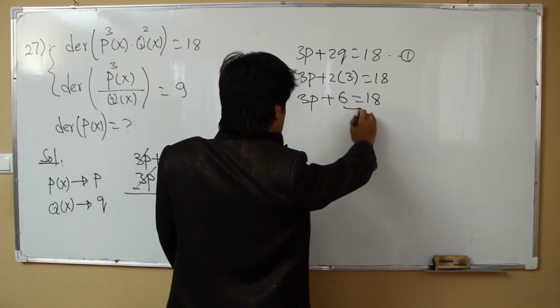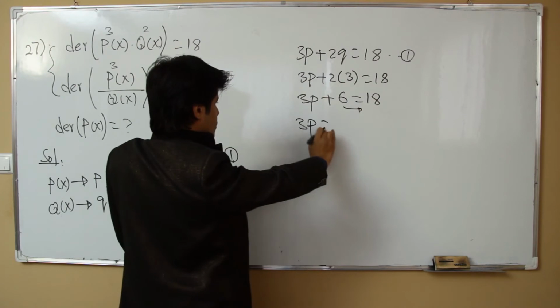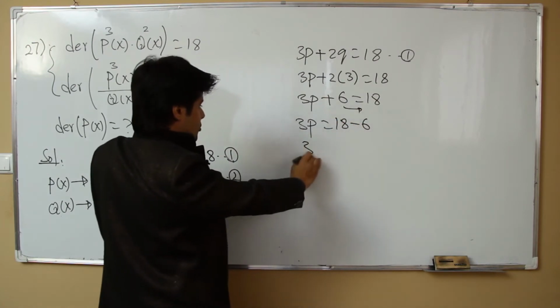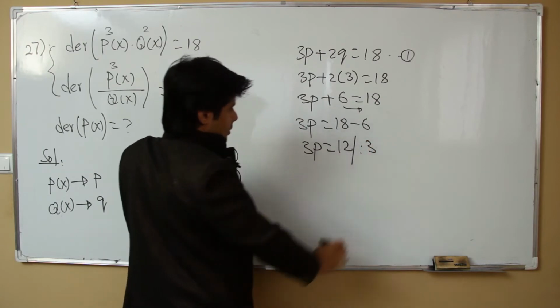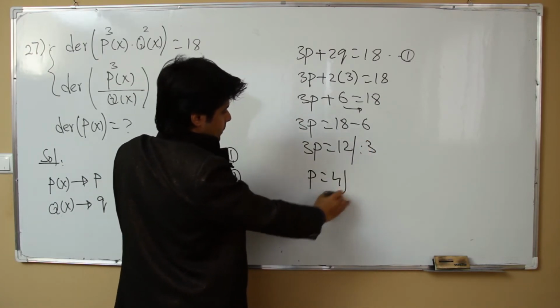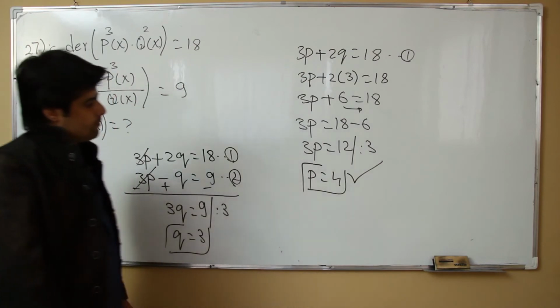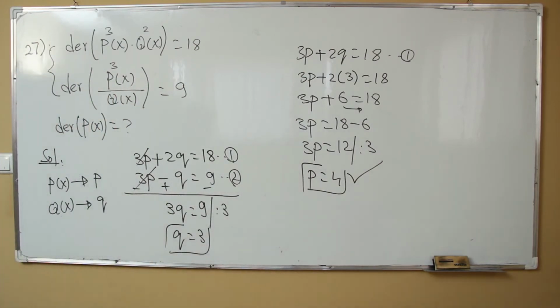It's 18. Put this one to the right side. So you will have 18 minus 6. 3p is 18 minus 6, which is 12. Divide both sides by 3. P is 4. Write it, please.